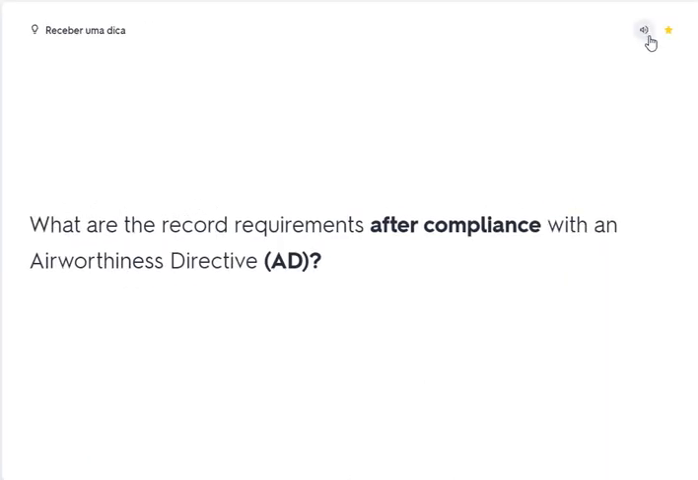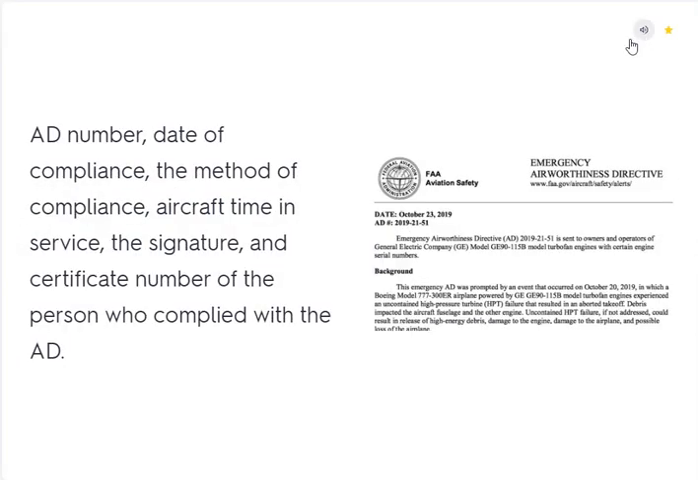What are the record requirements after compliance with an airworthiness directive? AD number, date of compliance, the method of compliance, aircraft time in service, the signature and certificate number of the person who complied with the AD.